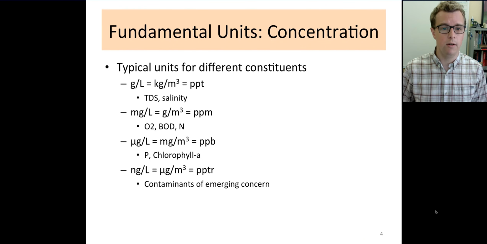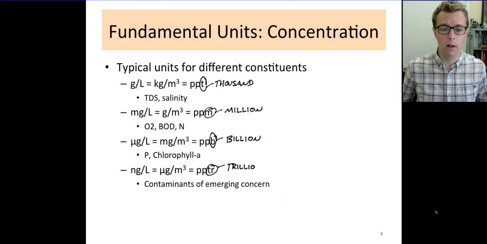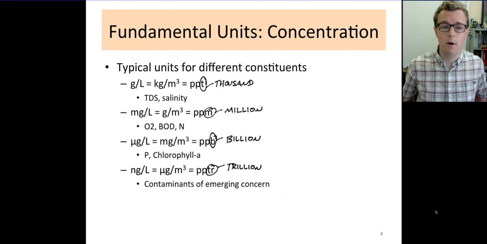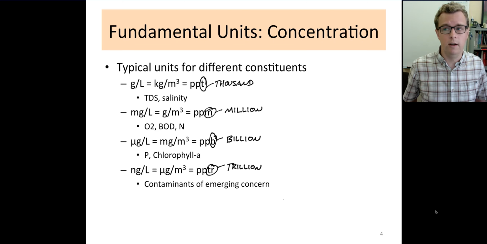How does this play out in terms of useful units? This parts per million system can be extended into parts per thousand, parts per million, per billion, or per trillion. And depending on what constituent we're working with, we might use any of these. So if we're working on total dissolved solids or salinity, things that are relatively large values, we might be looking at parts per thousand. So 1 in 1,000, for example.